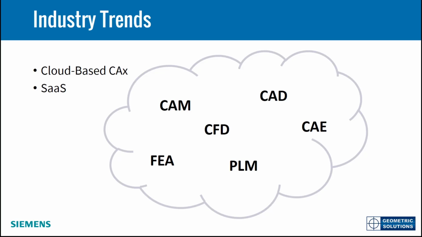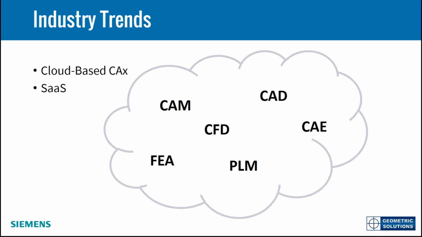Another trend is cloud-based CAX. So that's computer-aided X: design, manufacturing, engineering. We've got all of these powerful machines, these powerful computers, and what's happening is we're actually starting to use them to their full capabilities. Another trend that we're seeing is SaaS, which is software as a service.